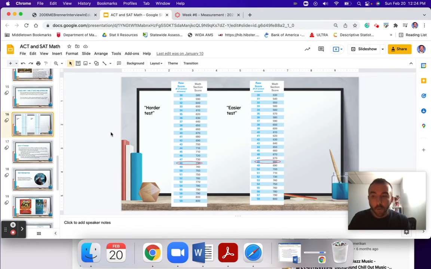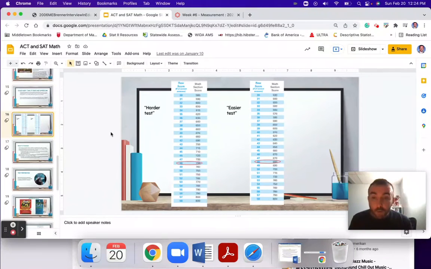So they use a process called equating to make sure that a score for a test taken on one date is equivalent to a score from a test on a different date. And what that means is that if I get one wrong in March on a harder test, my penalty may not be as steep as if I get one wrong in May when the test is a little bit easier, based on the statistics that they're pulling in.